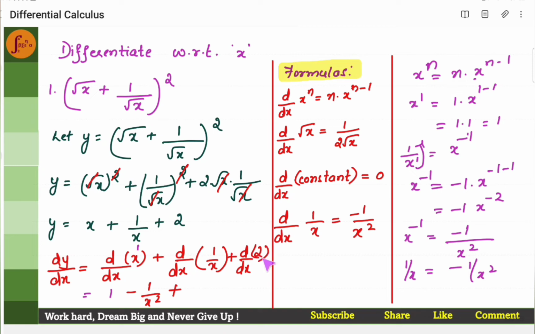What is the derivative of 2? It's a constant. The derivative of a constant is 0. So the derivative of this function is 1 minus 1 by x square.